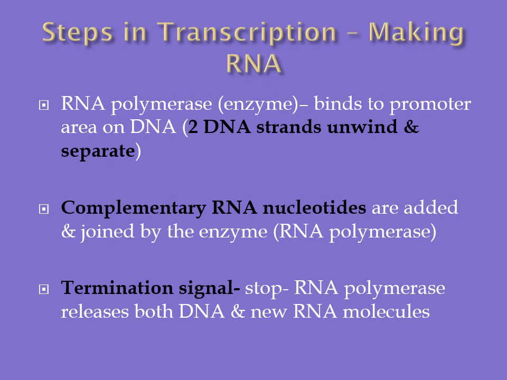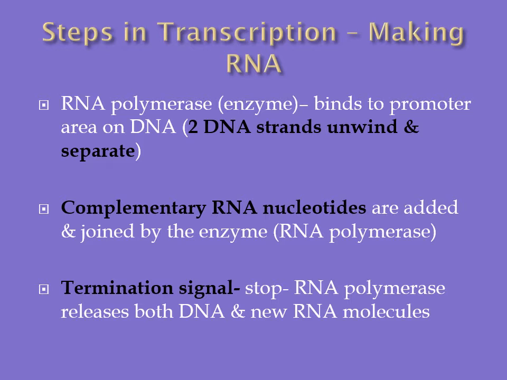So when we're making a protein, the first thing we want to do is make a message from our DNA molecule. We want to make that mRNA. In order to do that, we have an enzyme called RNA polymerase, and it binds to a certain part on the DNA called a promoter, and that causes the two DNA strands in that twisted ladder to unwind and separate. When that happens, complementary or matching RNA nucleotides are added and joined by that enzyme, RNA polymerase.